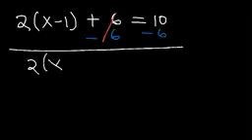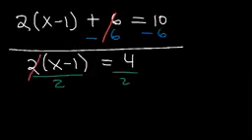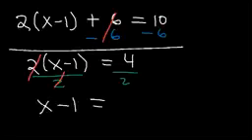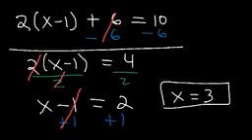So 10 minus 6 is equal to 4. Now, to get rid of the parentheses, we can either distribute 2 to x minus 1, or we could divide both sides by 2. And so on the left side, since we no longer have a 2 in front of the parentheses, we can get rid of the parentheses. And so it's just x minus 1 on the left side. On the right side, 4 divided by 2 is 2. So to isolate x, we just got to add 1 to both sides. 2 plus 1 is 3, so therefore x is equal to 3.